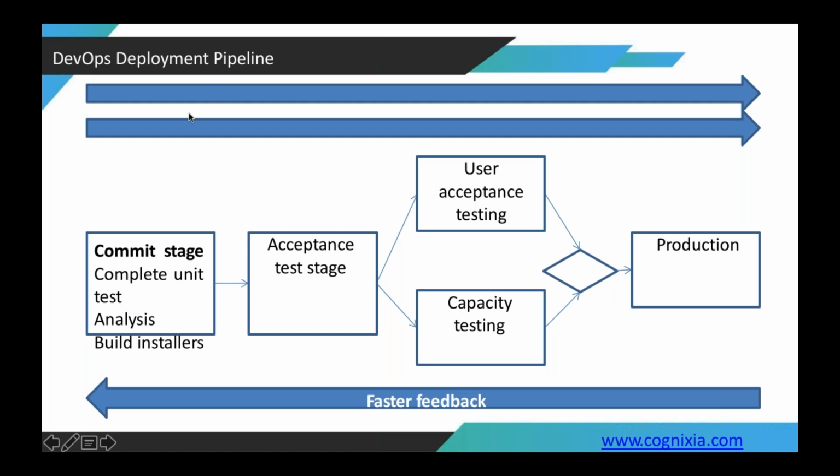Here is a deployment pipeline diagram for you. You are going to initially commit everything, then it will run an acceptance test stage, then user acceptance testing will happen, capacity testing will happen. There can be different environments where the code is being deployed, and finally once everything is working in the lower environment, you are going to deploy to the production environment, and then feedback would be received after the deployment, and then again you are going to perform this again and again.